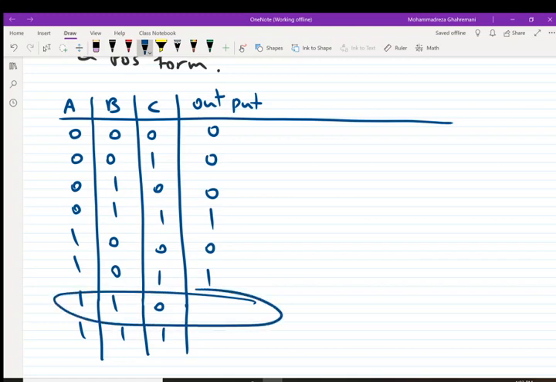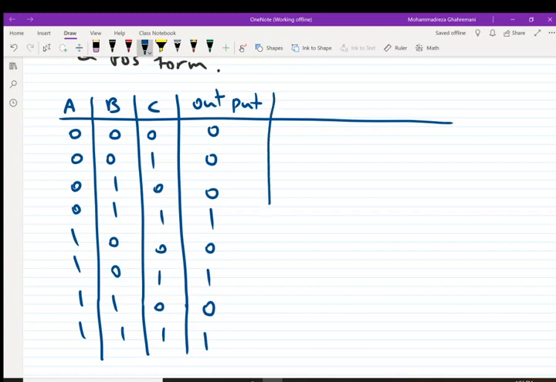This one is a special case that we mentioned in the problem. We said except when A and B are 1 and C is 0. Here it was supposed to be 1, but the problem mentions that if C is 0 and A and B are 1, the output is still 0, and if all of them are 1, the output is 1. Okay, so we got the output.